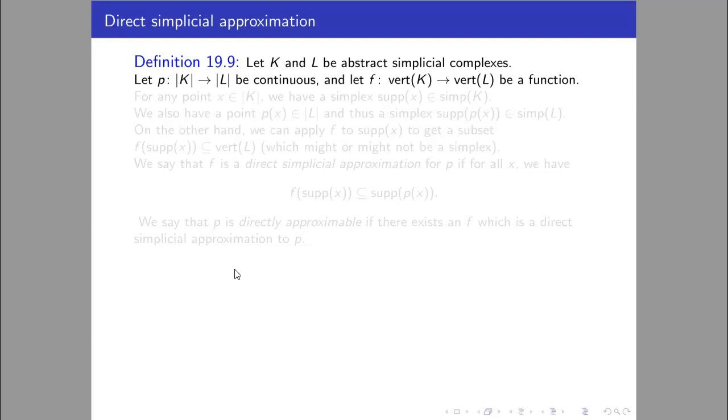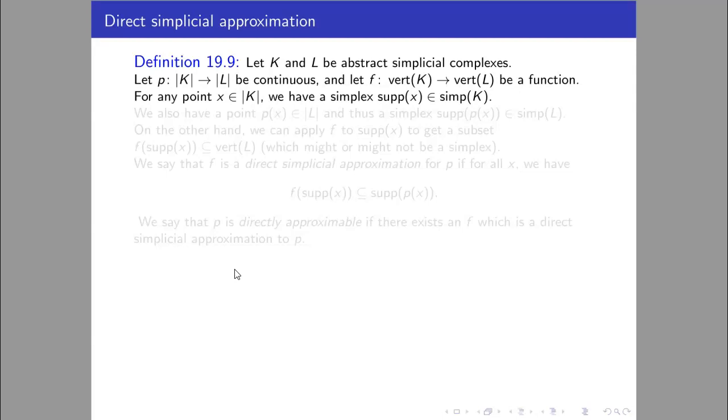And F is going to be a map from the vertices of K to the vertices of L. So that's a nice simple thing, just a map from one finite set to another finite set. We want to define what we mean first to say that F is a direct simplicial approximation for P.